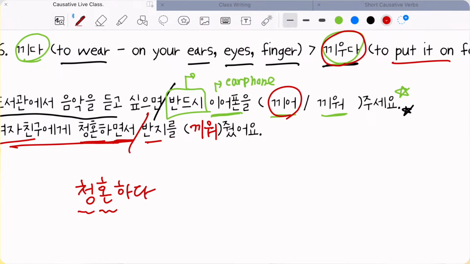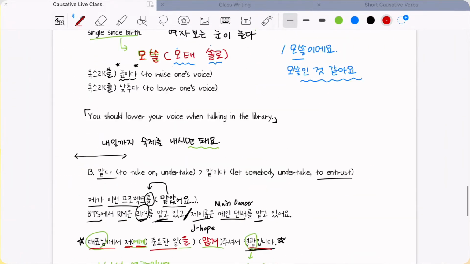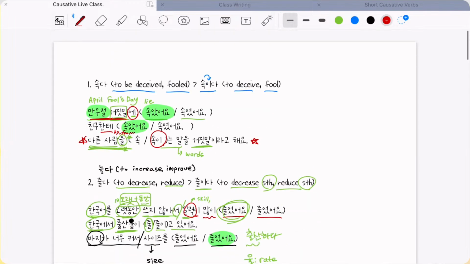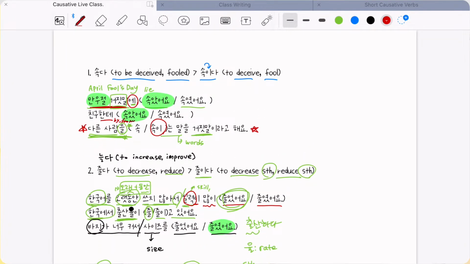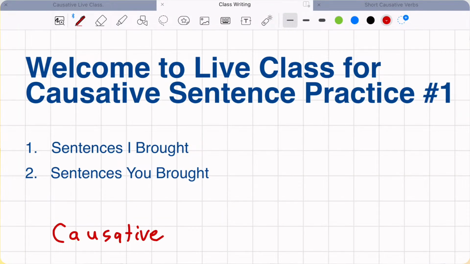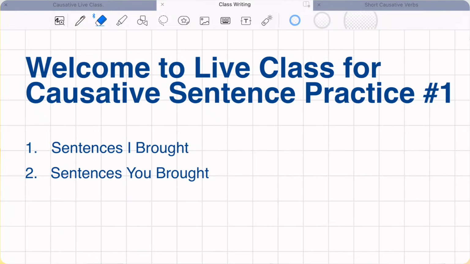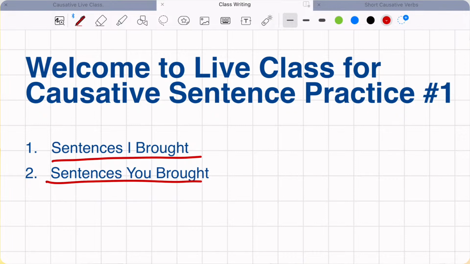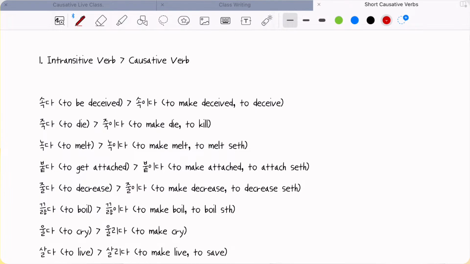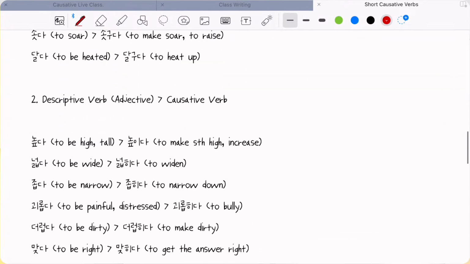끼워줬어요. Okay, so these are all the sentences that I brought, and I will make sure to upload this exact same class file on my website after class. And also, like I told you guys, for the first part we were going to study the sentences that I brought, and then in the second part of this live class, we're going to look at some of the sentences that you brought, using some of the words on this list.